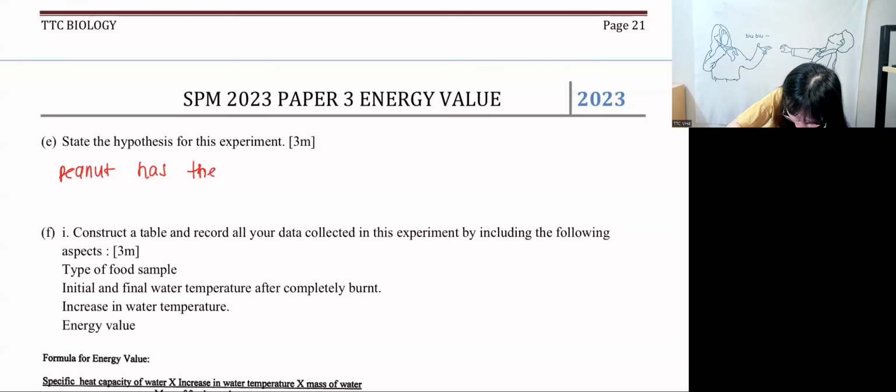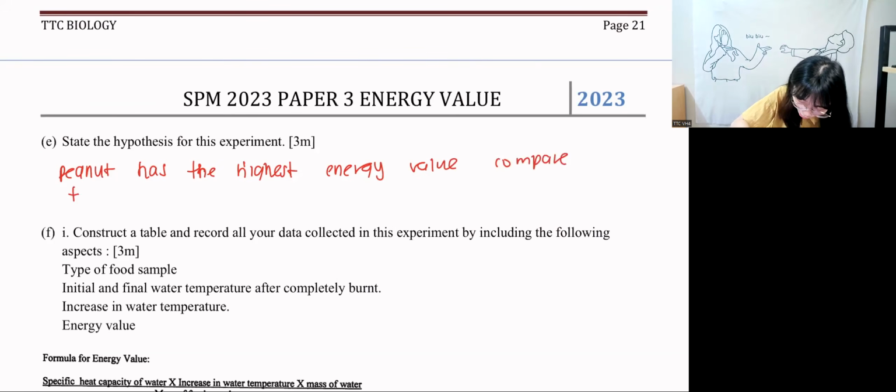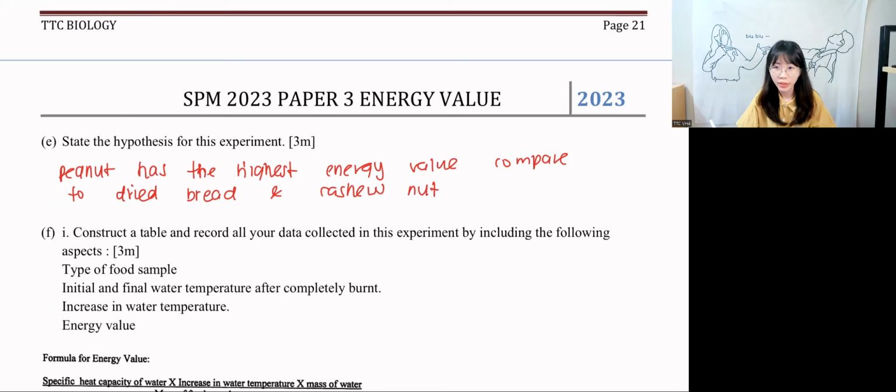has the highest energy value compared to dry bread and cashew nuts. You have to say compare to who when you write the hypothesis.